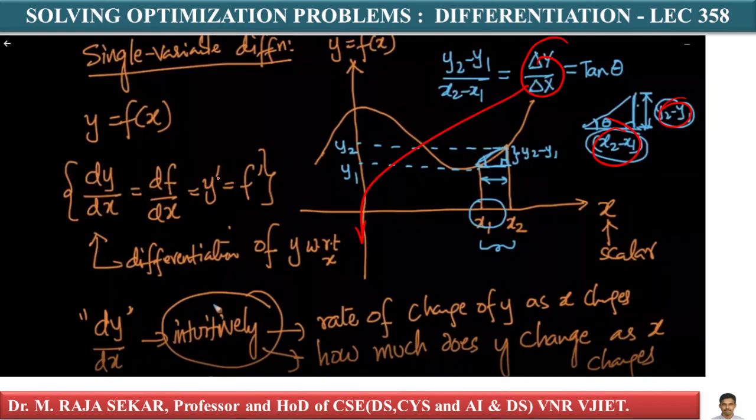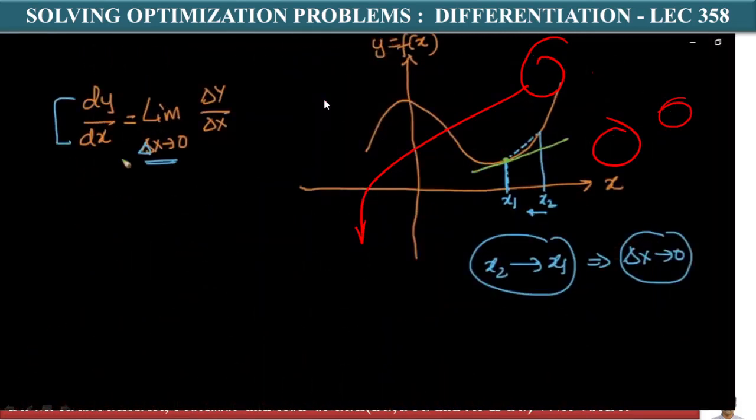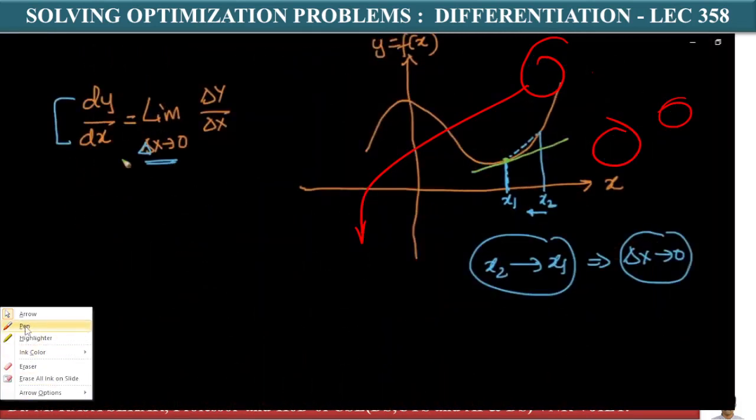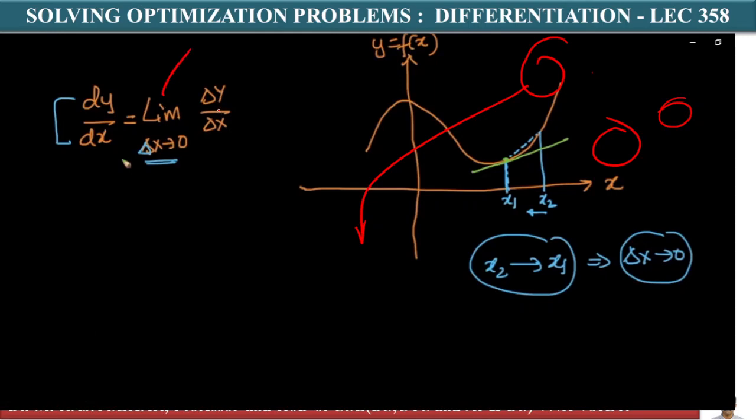Now let's go to the mathematical formulation. Mathematically, what is your dy by dx? Just see, mathematically dy by dx is the limit as delta x goes to 0 of delta y by delta x. Let me explain what it means. The derivative of y with respect to x, or differentiation of y with respect to x, is the rate of change of y with respect to x as the change in x tends to 0.